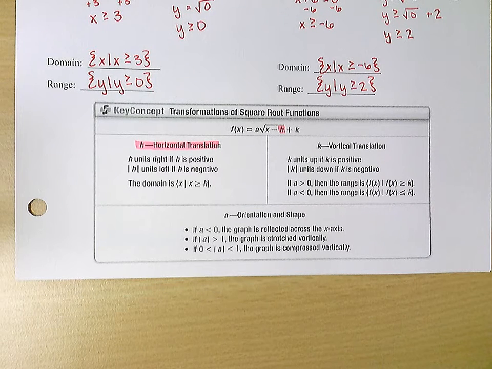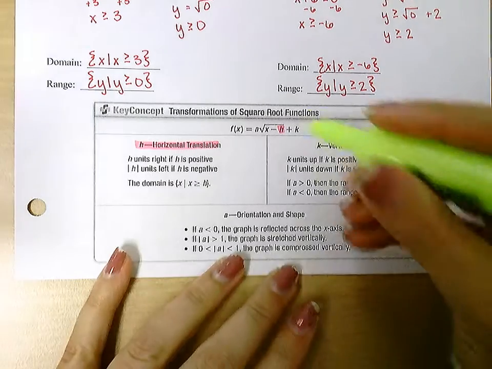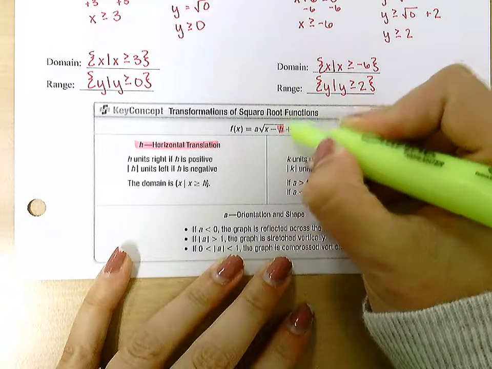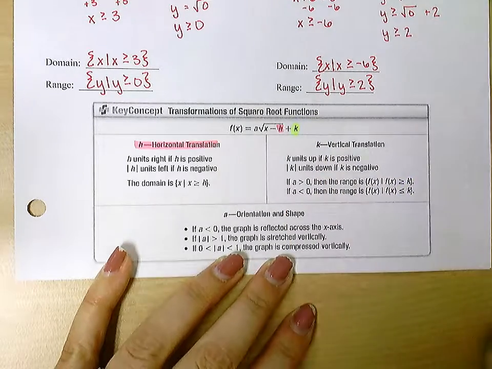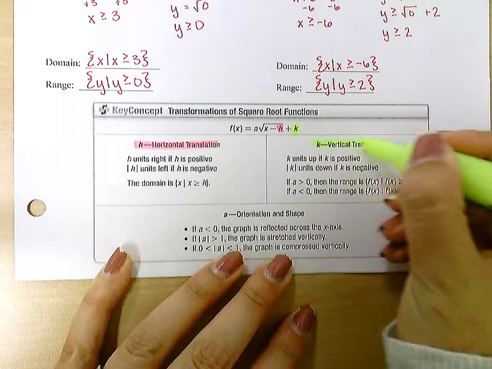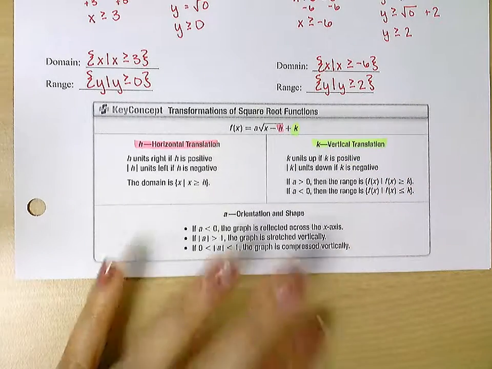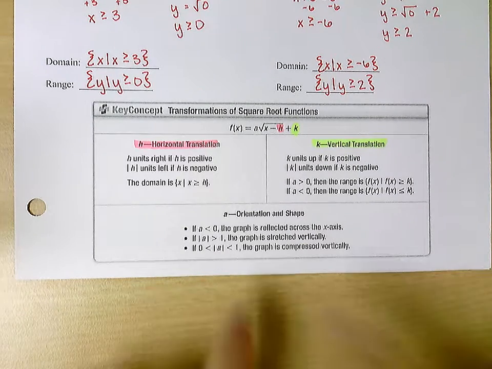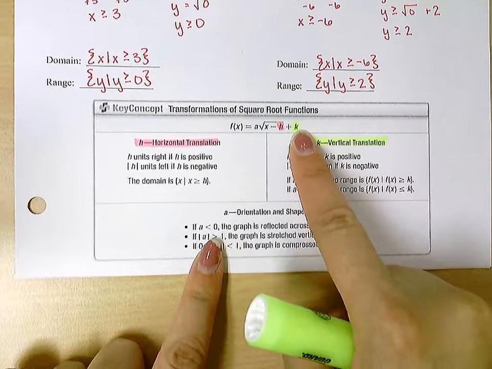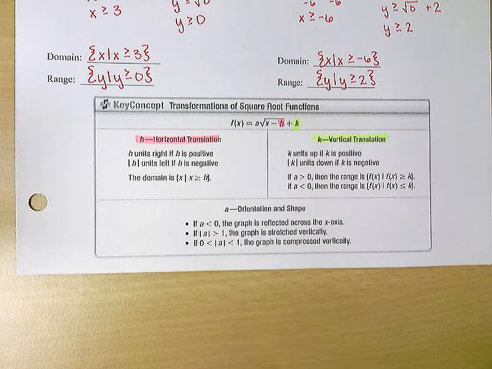We also have this k on the outside. I'll do yellow. K on the outside right here, that is your vertical translation. So that moves your function up and down, depending upon if k is positive or negative. So whatever's outside that radical symbol moves it up and down.